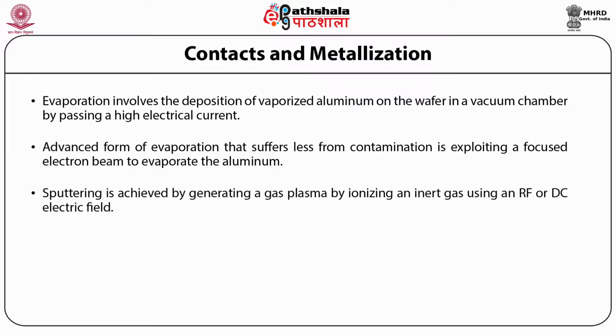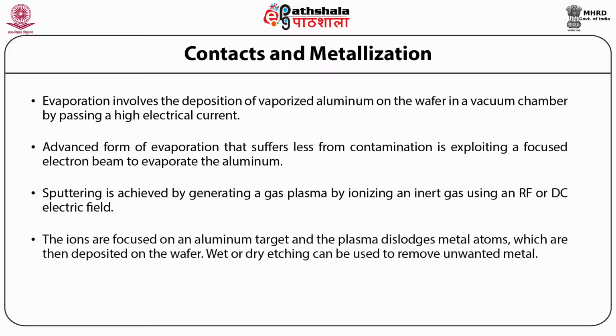Sputtering is achieved by generating a gas plasma by ionizing an inert gas using an RF or DC electric field. The ions are focused on the aluminium target and the plasma dislodges metal atoms, which are then deposited on the wafer. Wet or dry etching can be used to remove unwanted metal.